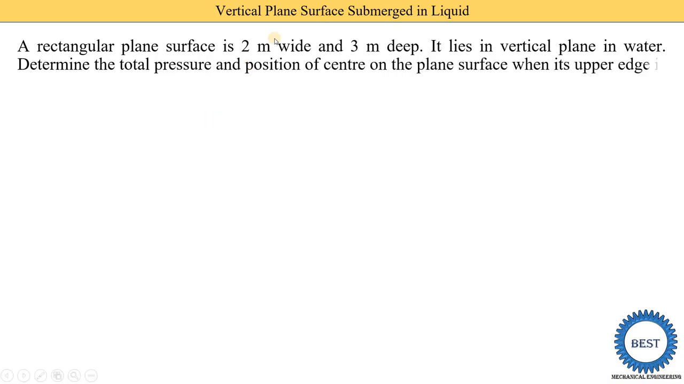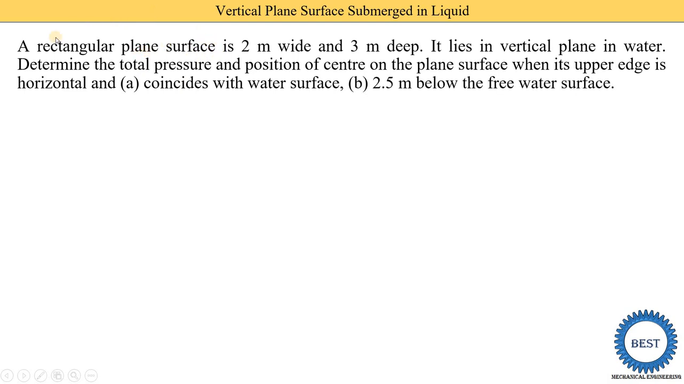As a vertical plane surface, here one rectangular plane surface is given, and the dimension of this rectangular plane surface is 2 meter wide and 3 meter deep. It lies in a vertical plane in water. We already mentioned that we solve this numerical of the vertical plane surface, but in the exam, first you need to identify which type of surface is given.